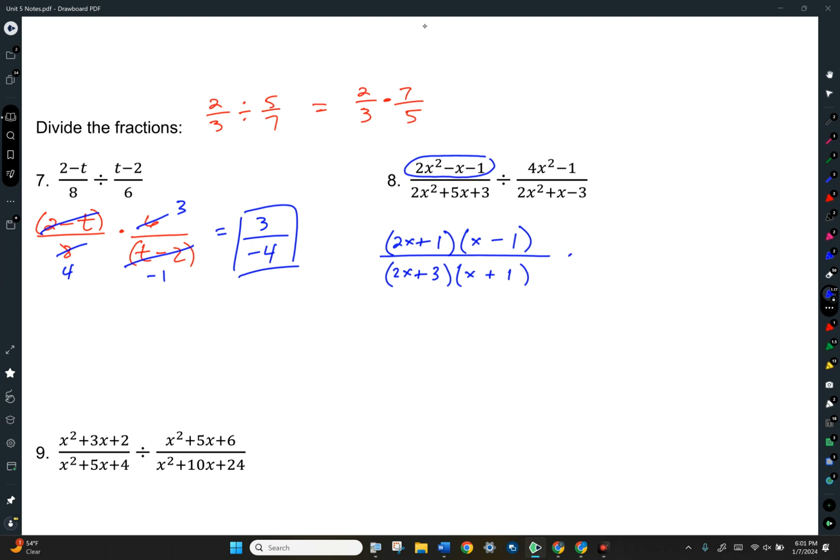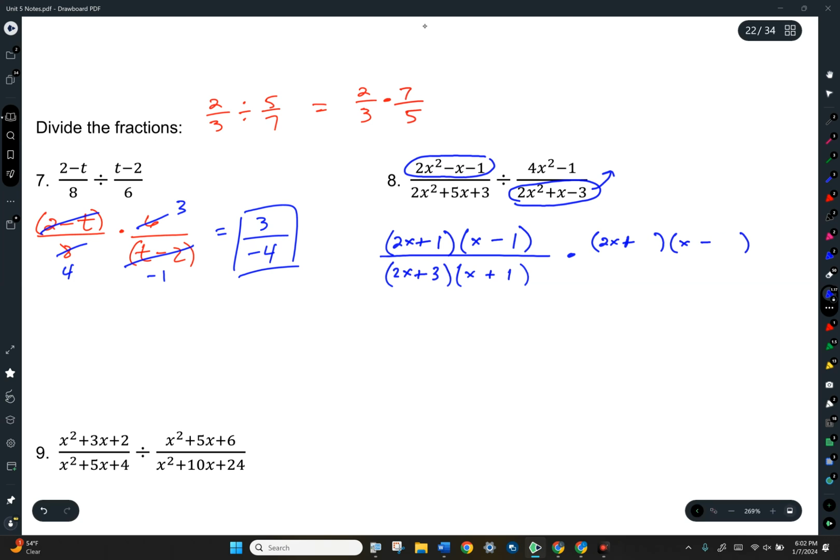Okay, so I'm going to change it into multiplication. I'm going to work on this one, but I'm going to put it on the top, because of the keep, change, flip. So for that, I'm going to do my trial and error, different signs, 2x and x. Got to get 3 and 1. I'm going to go 3 and 1. Now, do you see that if I do outer and inner, negative 6 and 1 is negative 5? That's not what I want, right? So I'm going to switch the 3 and 1.